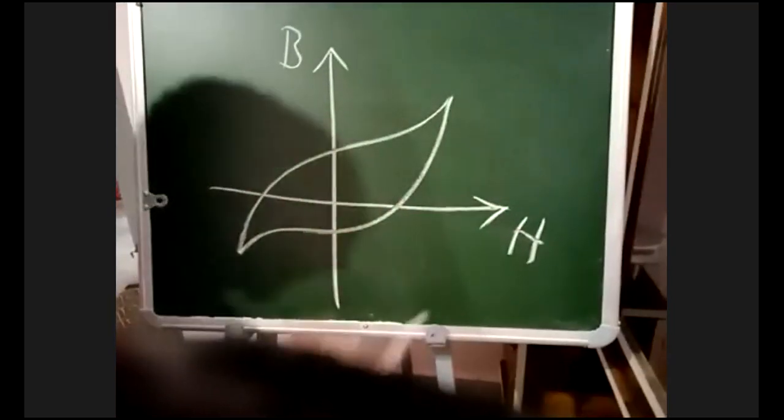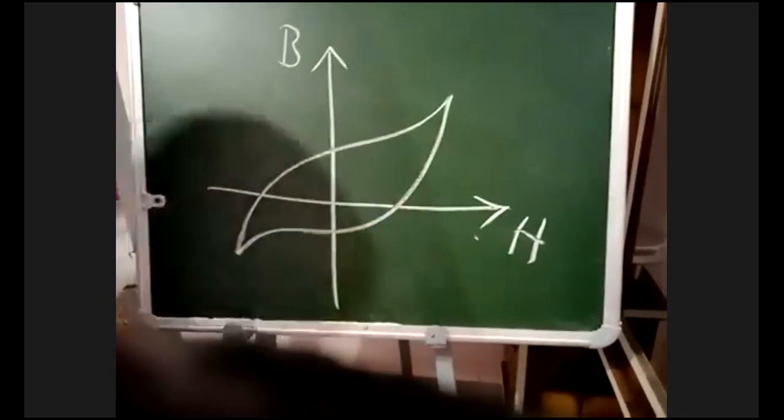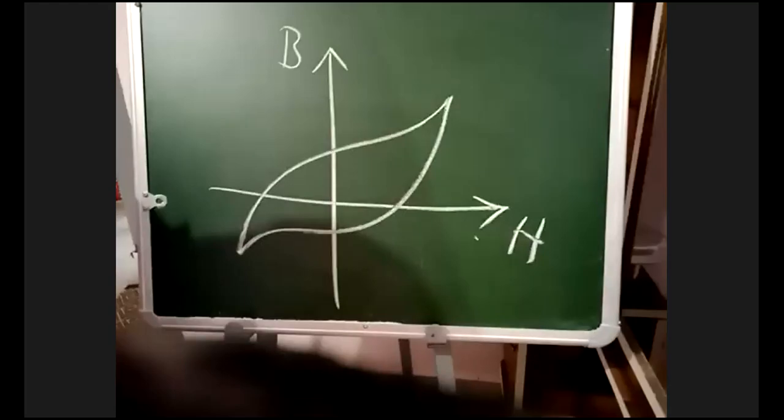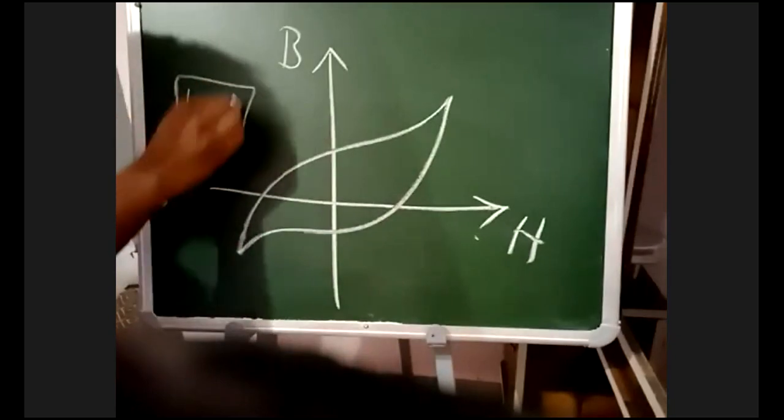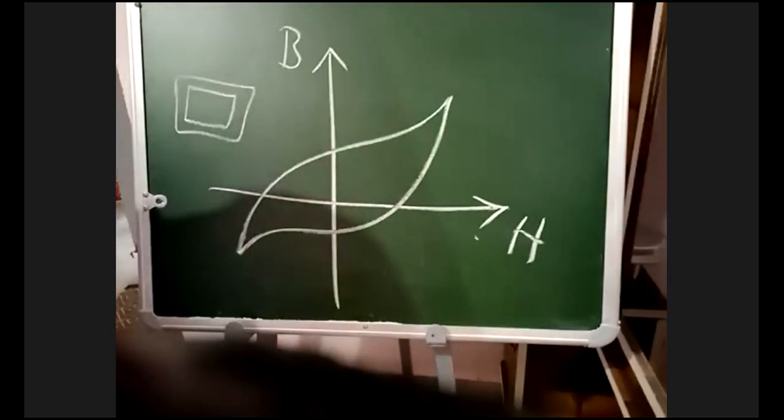H is called magnetic field intensity. B is called flux density. So this is the iron piece we are having. I want to magnetize this iron piece.